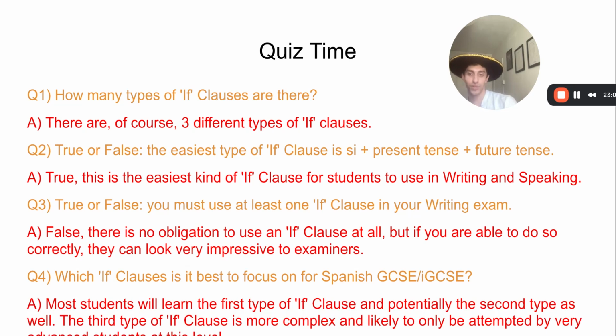So most students will certainly learn the first type of if clause and potentially the second one as well. The third one is certainly more complex, and only the most advanced students are likely to attempt to learn it at all at this level, at GCSE or iGCSE level. So don't be too perturbed if the third if clause seems extremely difficult. That is likely to be the case.